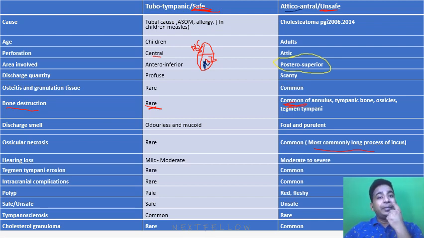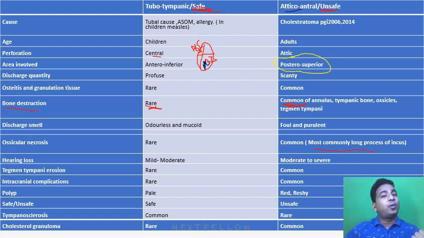Then comes the tegmen tympani erosion. So again, in tubotympanic it is rare, but in atticoantral or unsafe type, it is very common. Then we talk about the intracranial complications. What are the intracranial complications? The most common complication is meningitis, that is the inflammation or infection of the meninges. So it is very common in atticoantral unsafe type, whereas rare in safe type.